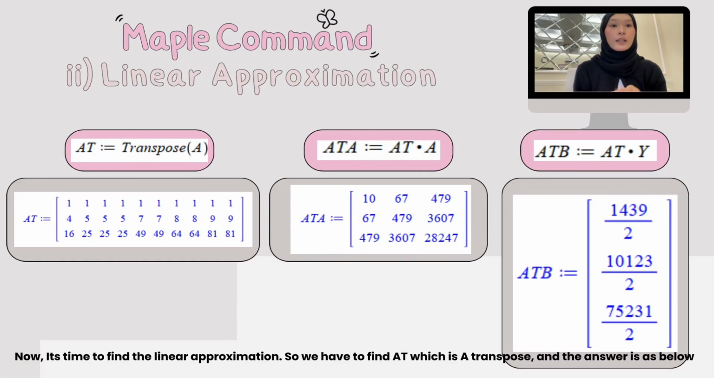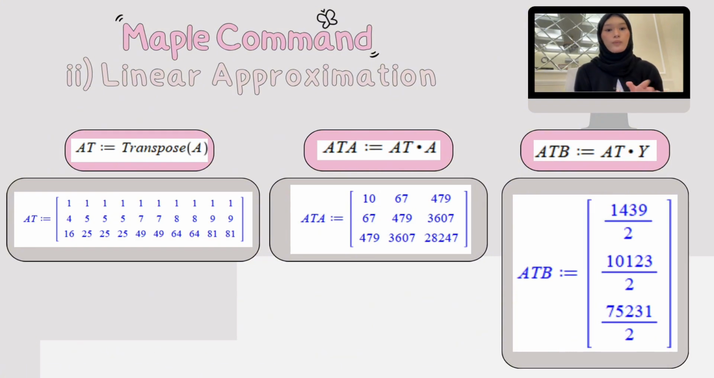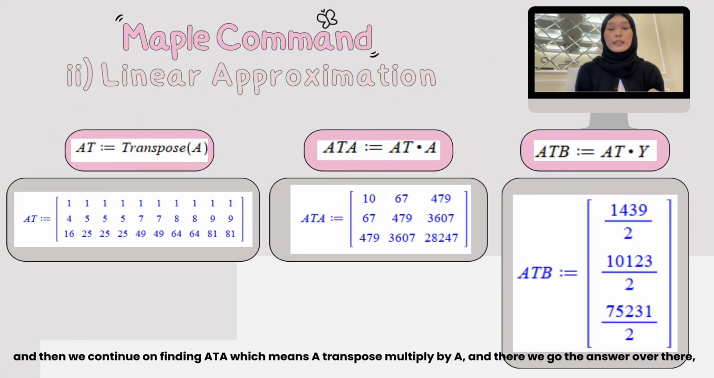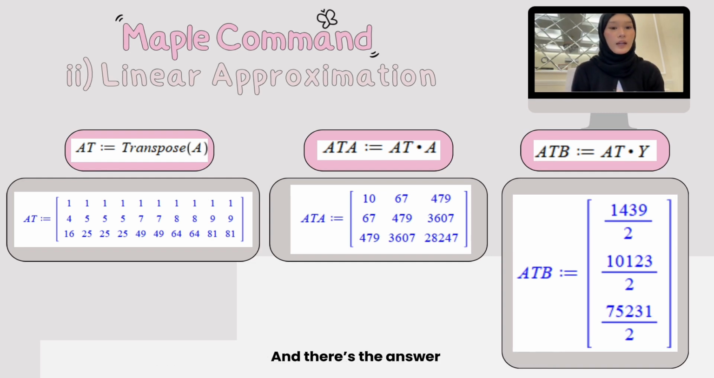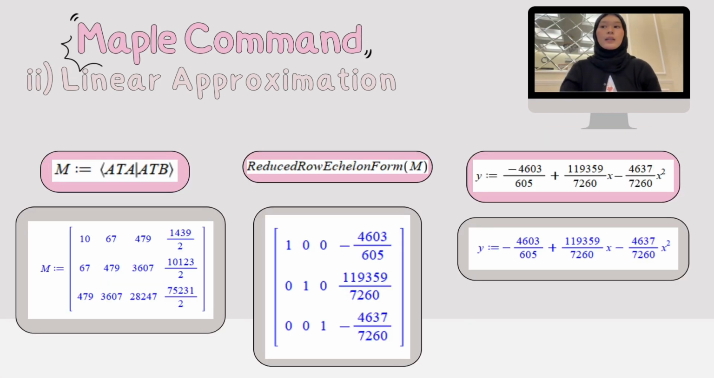Now it's time to find the linear approximation. So we have to find AT, which is A transpose, and the answer is as below. And then we can continue on finding ATA, which means A transpose multiplied by A. And there we go, the answer over there. And lastly, we find ATB, which is A transpose multiplied by Y, and there's the answer.